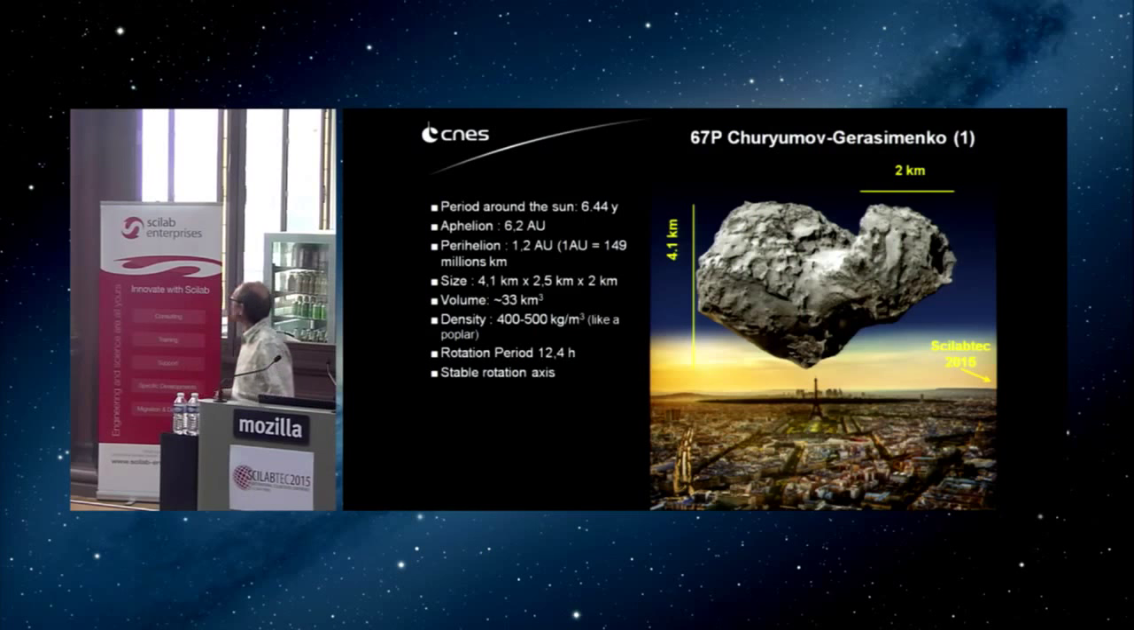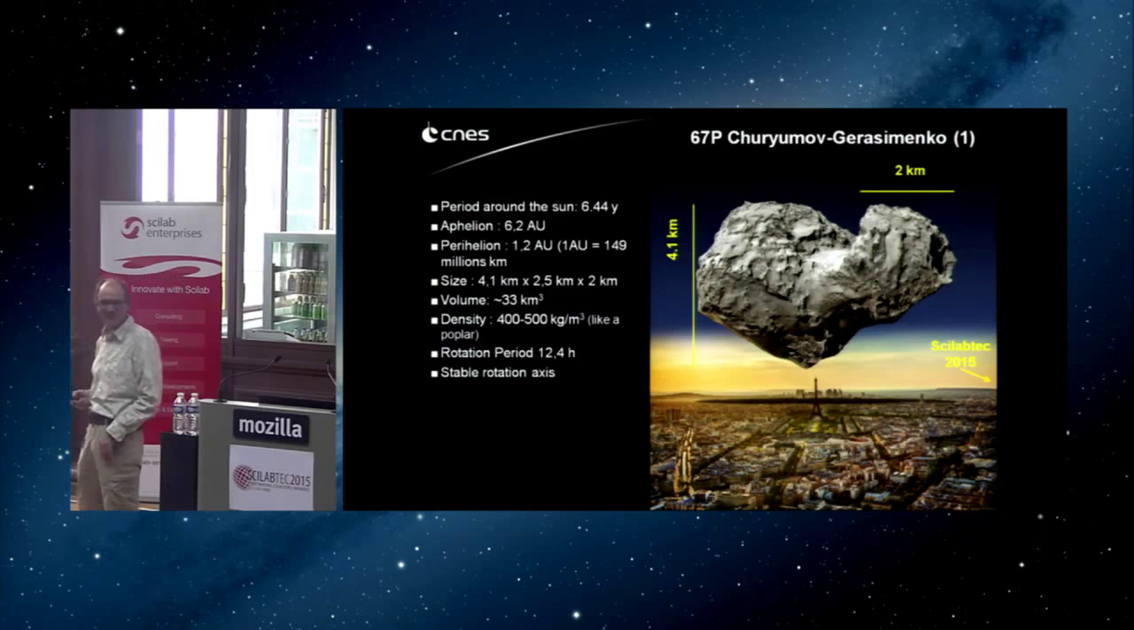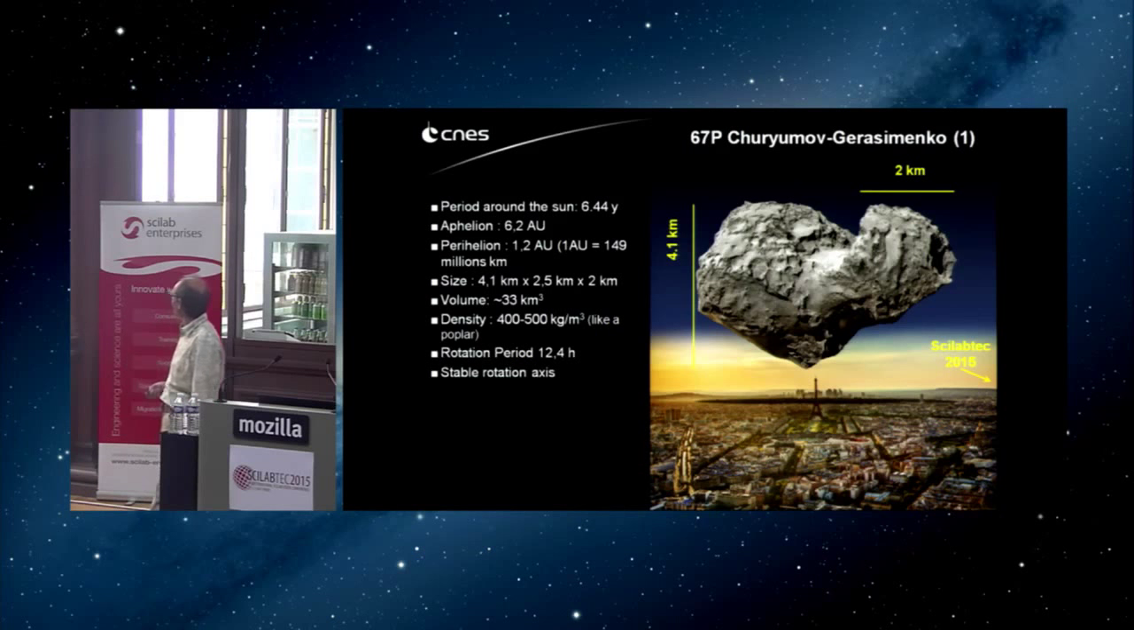So here we can see the target. The target is called Churyumov-Gerasimenko, after the two persons that discovered the comet. There's also another name, which is 67P. We have the comet over our head. Fortunately, we are just a bit away, so there is no risk for us. But you can see the size of the comet. It's big and not so big. It's about 4 kilometers in the biggest dimension.